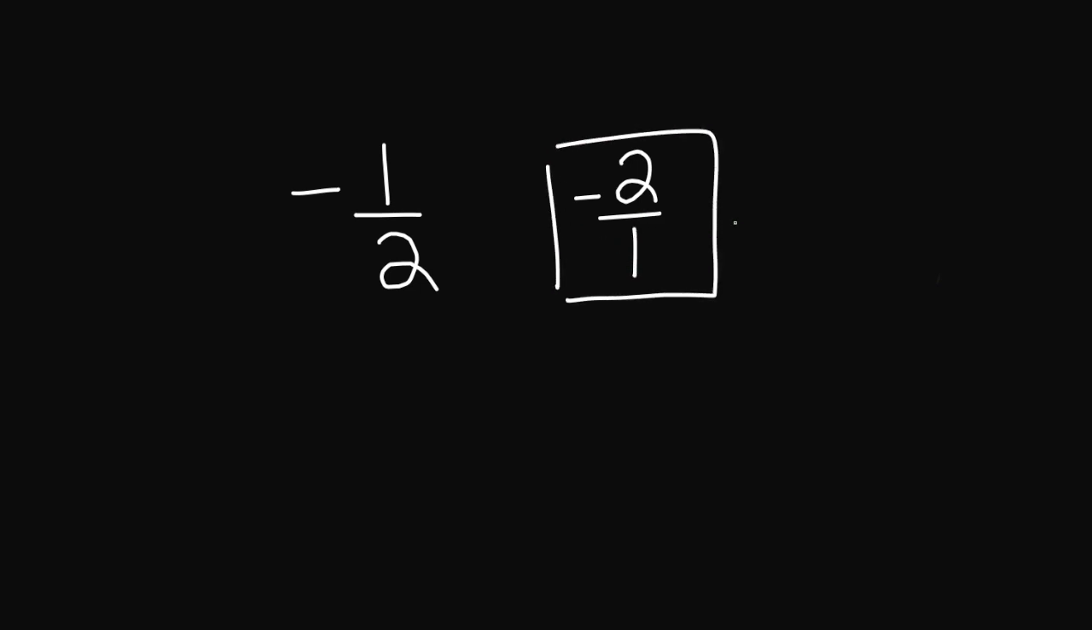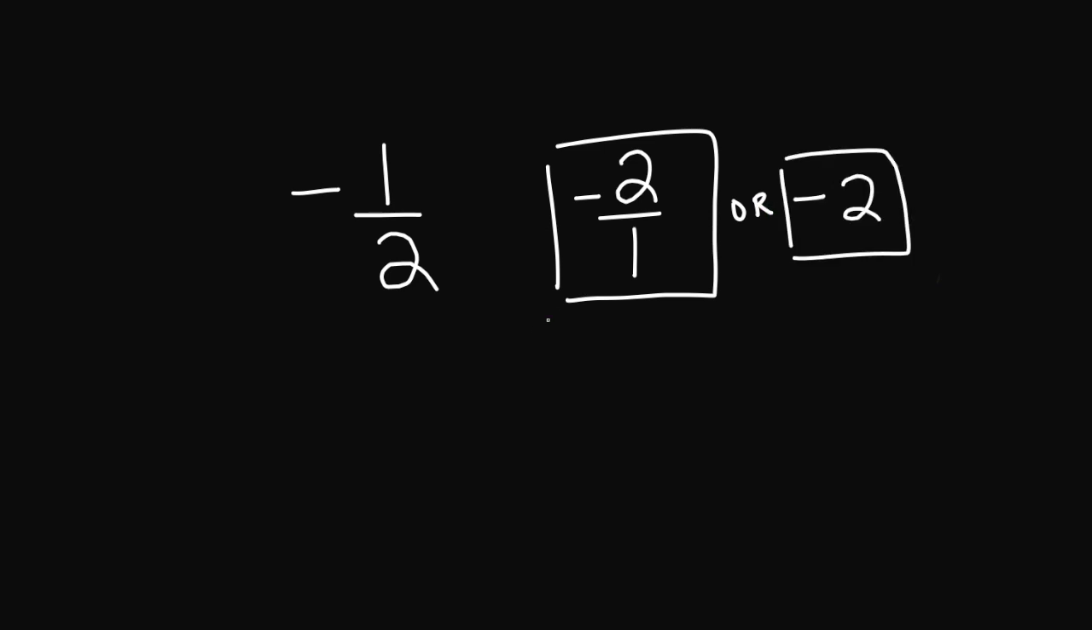What about negative 1 over 2? What is the reciprocal of negative 1 over 2? And if we flip, remember the reciprocal, we're flipping our numerator and denominator, is going to be negative 2 over 1. So your answer is going to be negative 2 over 1, or you can just say negative 2.